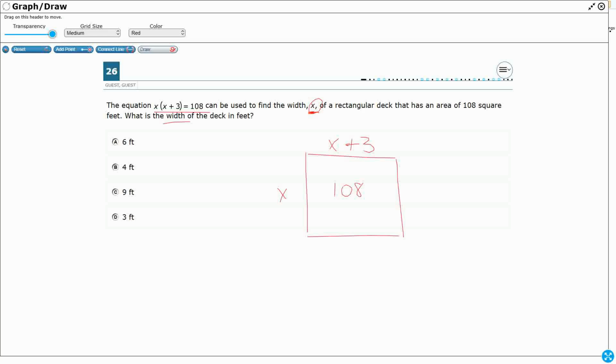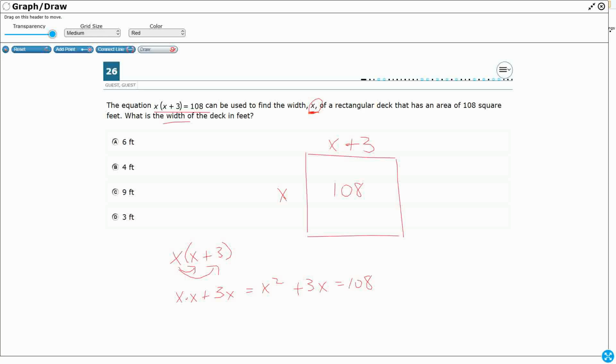All right, so let's look at this. First, let's go ahead and distribute this. X times the quantity x plus 3. You're going to get x times x plus 3x. So that's just going to be x squared plus 3x equals that 108.